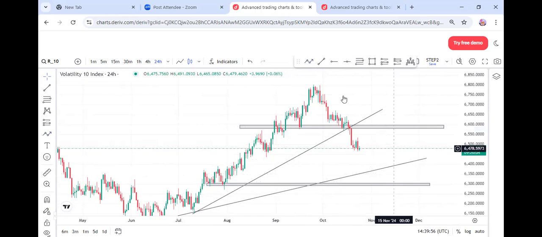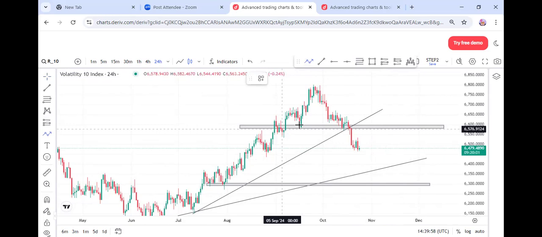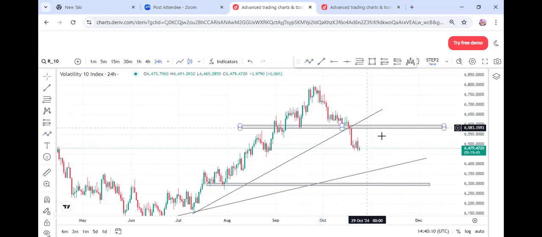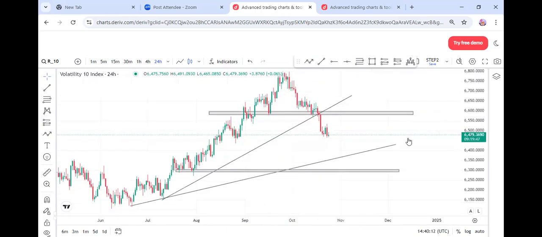Look at it. If you can't spot it very well, let me spot it for you. So we have the left shoulder, then we have the head, then we have the right shoulder, which has broken. But it doesn't come back to test that neckline.